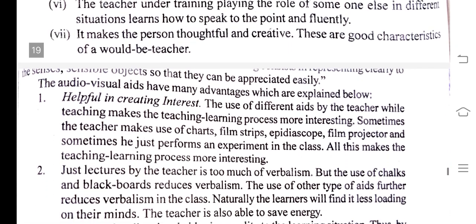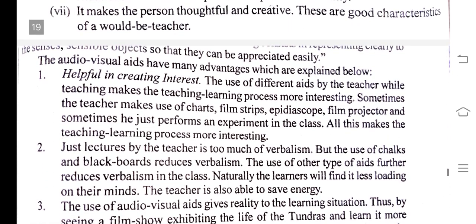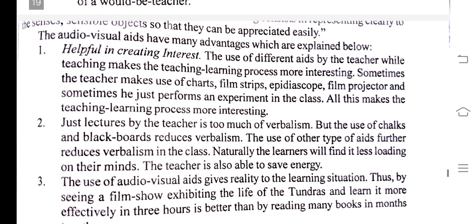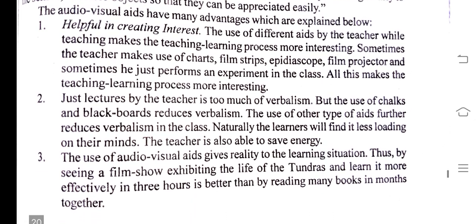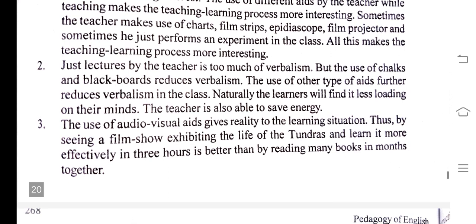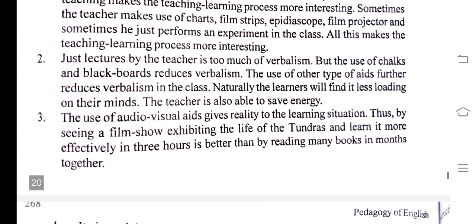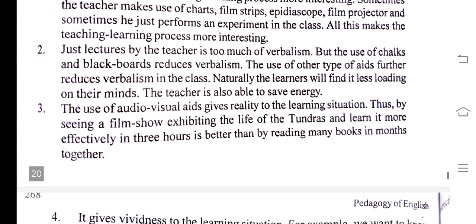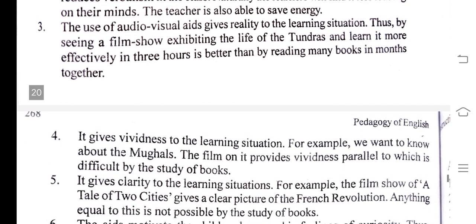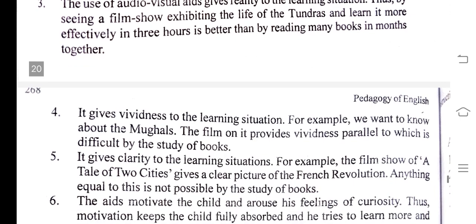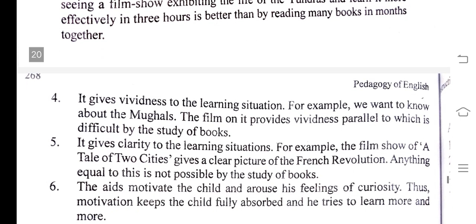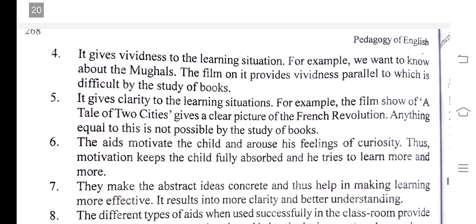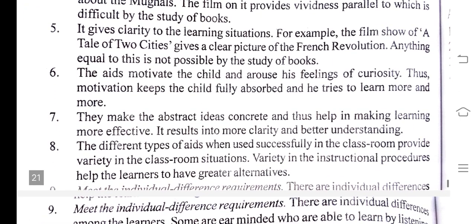The audio-visual aids have many advantages which are explained below. Helpful in creating interest: just lectures by the teacher are too much verbalism, but the use of chalk and blackboard reduces verbalism. The use of audio-visual aids gives reality to the learning situations. It gives vividness to the learning situations. It gives clarity to the learning situations. The aids motivate the child. They make abstract ideas concrete and help in making learning more effective.